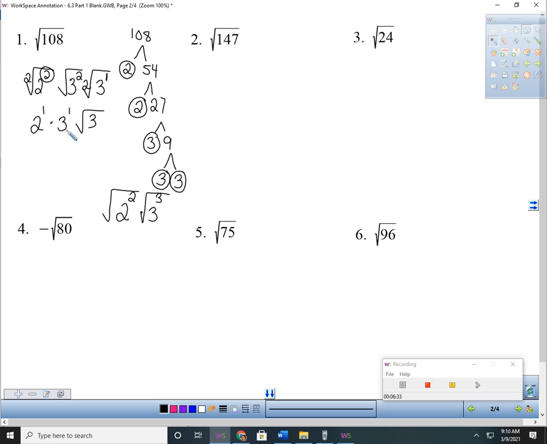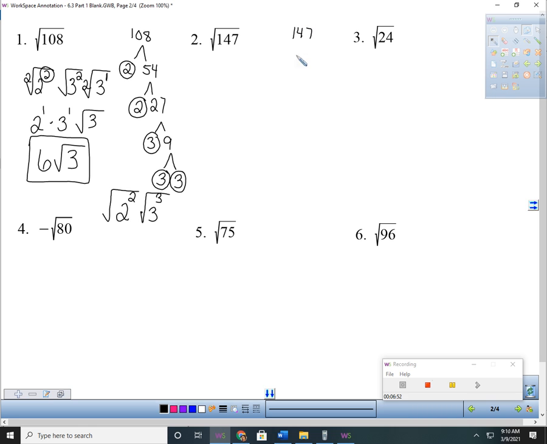Now I have 2 things on the outside I need to multiply. 2 times 3 is 6. And then you have your square root of 3 at the back. And that's what the calculator told us we were going to get in the end, correct? All right. So let's do the 147.